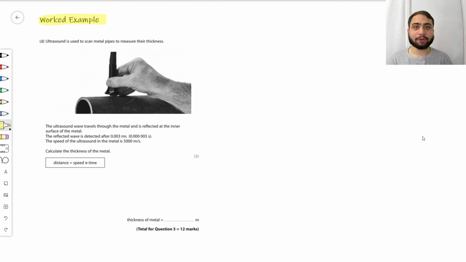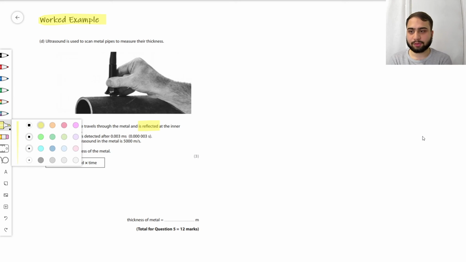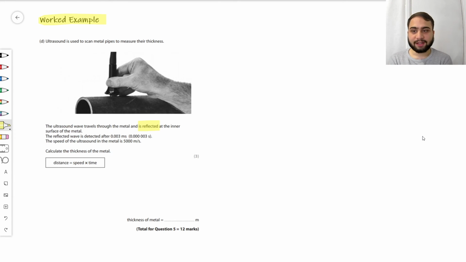Now let's have a look at our worked example. As always, we're going to read through and highlight all of our keywords. Ultrasound is used to scan metal pipes to measure their thickness. The ultrasound wave travels through the metal and is reflected at the inner surface of the metal. Let me make the highlight a bit thinner. The reflected wave is detected after 0.03 milliseconds, and it's given in real seconds as well. The speed of ultrasound in metal is 5,000 meters per second. Calculate the thickness of the metal.